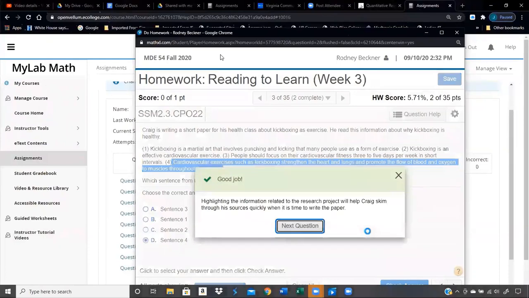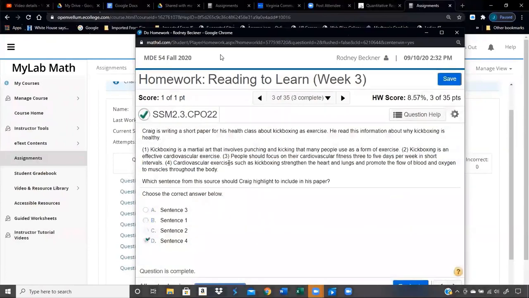Maybe it's right, maybe it's not. And it is. So highlighting the information related to the research project will help Craig skim through his source quickly. Now, is that saying that sentence 1, 2, and 3 are trash? No. It just seems to kind of tie everything together.